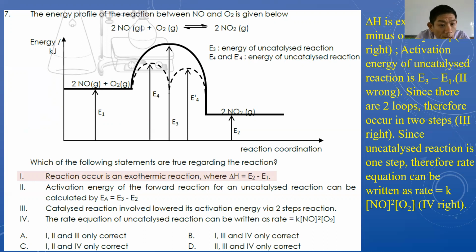Number 3, catalyzed reaction involve a lower activation energy via a 2-step reaction. So in here you can see that you have 2 loops. When you have 2 loops, it involves 2 steps. So number 3 is correct. And number 4, rate equation for the uncatalyzed can be written as rate equals k[NO]2[O2], which is correct. Why? Because this is a single step reaction. So in the single step reaction, 2NO plus O2 will be the rate determining step. So number 4 is also true. So the best answer in here is 1, 3, and 4.